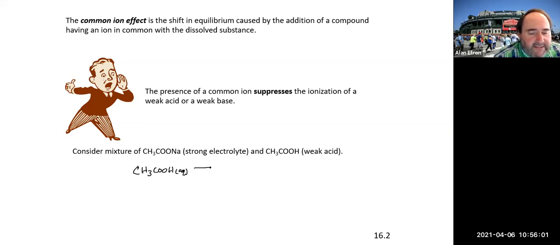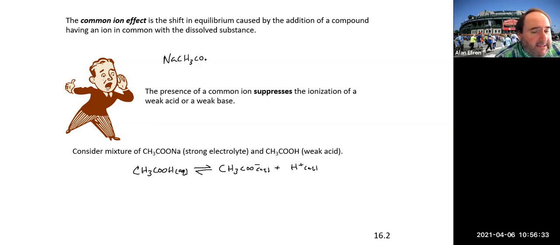If you have acetic acid in solution all by itself, it is going to break apart into acetate and H+. By itself in solution, it's going to set up this equilibrium here. Now, what would happen if we put this same acetic acid in a beaker that contains sodium acetate?